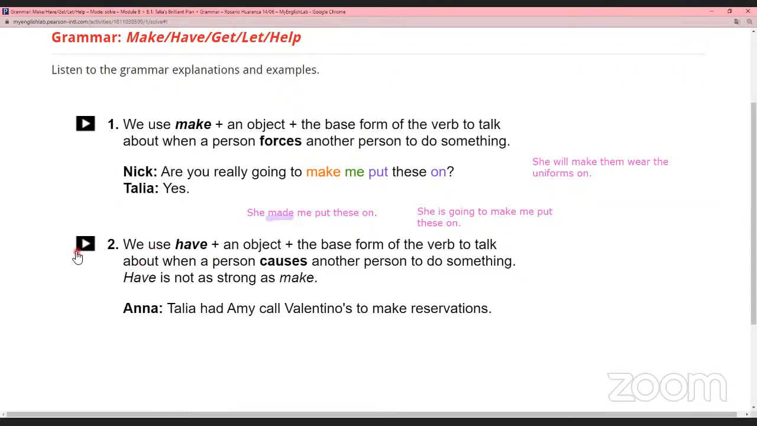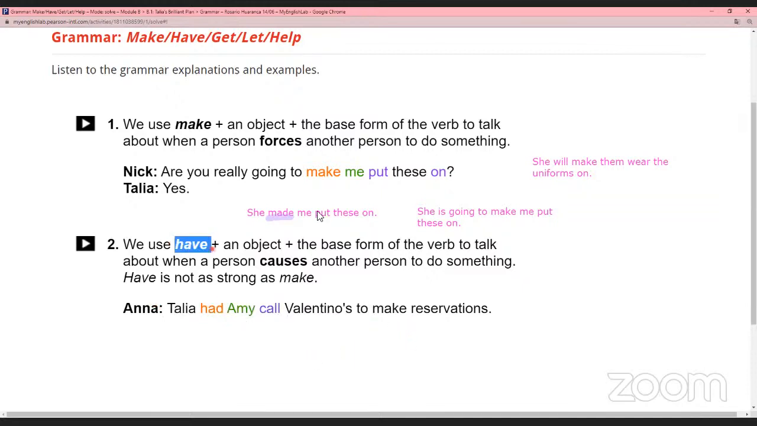Yes. Let's continue with the causative verb have. We use have plus an object plus the base form of the verb to talk about when a person causes another person to do something. Have is not as strong as make. Talia had Amy call Valentino's to make reservations. Notice we wrote this statement in the past. Okay.